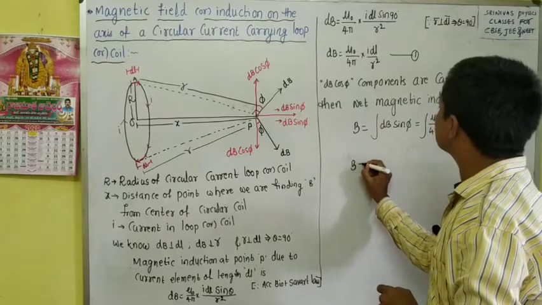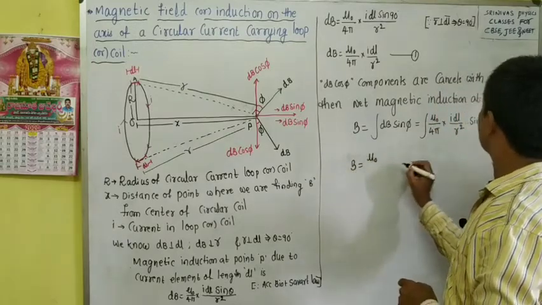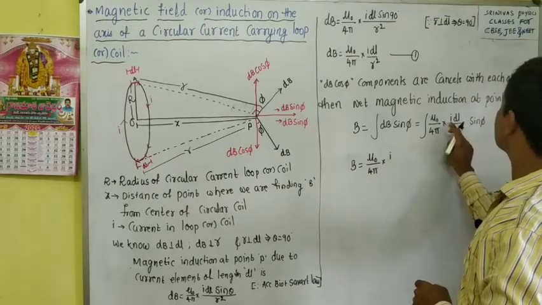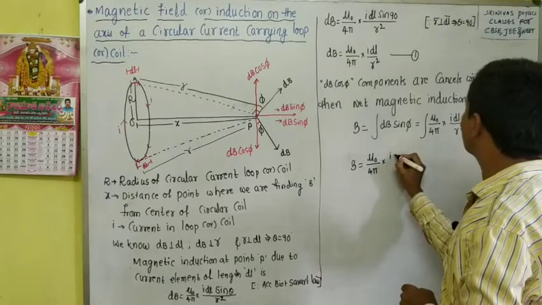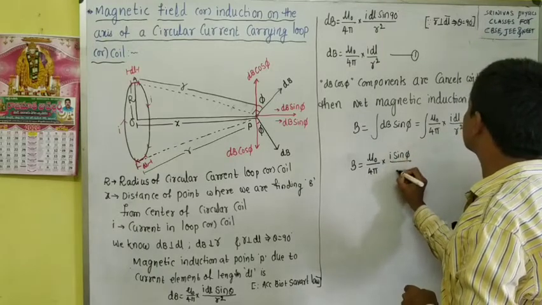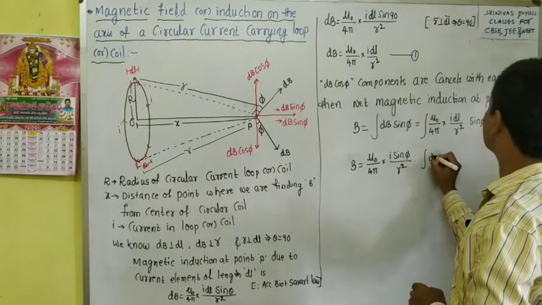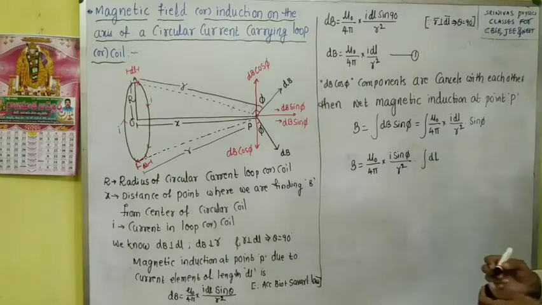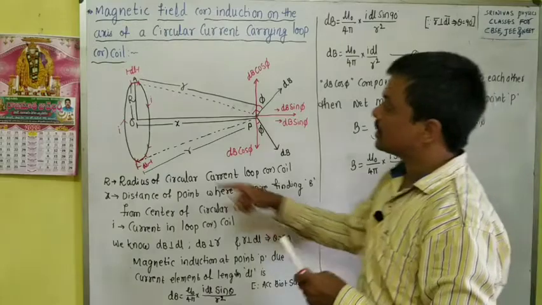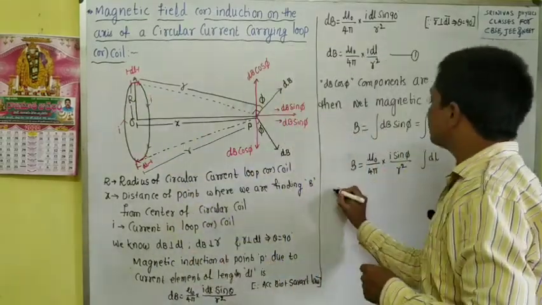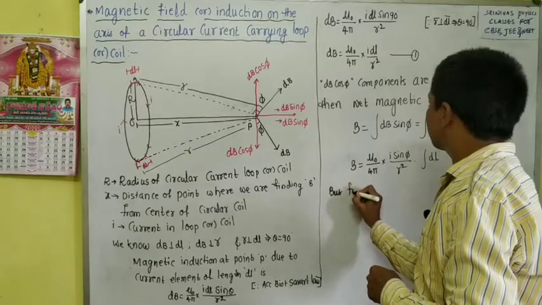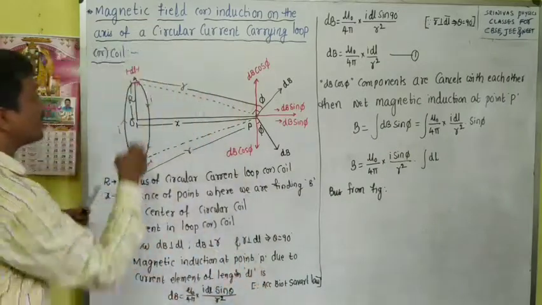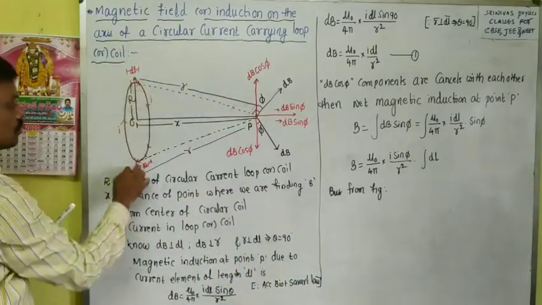Then we will get B is equal to mu naught by 4 pi into I sin phi by small r square into integration dl, because except dl all are constants. Then what is integration dl in the figure? dl is a small element on the circular loop, so integration dl is the full circle length.